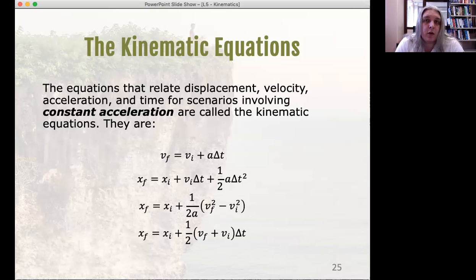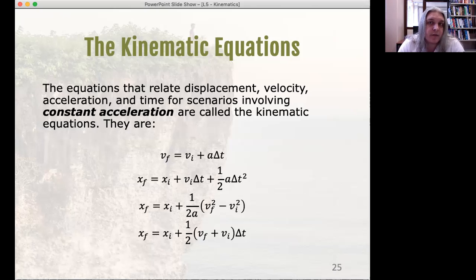There are three more kinematic equations. The first one is just our relationship between velocity and acceleration. So final velocity is initial velocity plus a times delta t. The second equation is the one we just saw, the one we derived from the graph, where we have the final position, final displacement is equal to initial displacement plus the initial velocity times t plus a half times a t squared. And there are two more there.